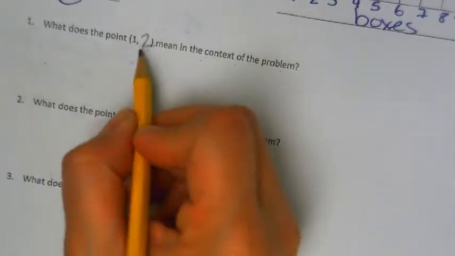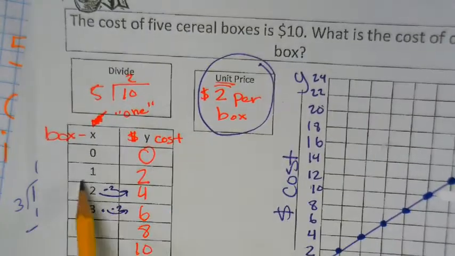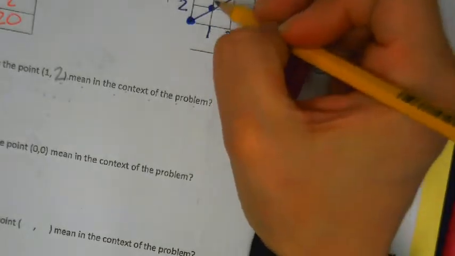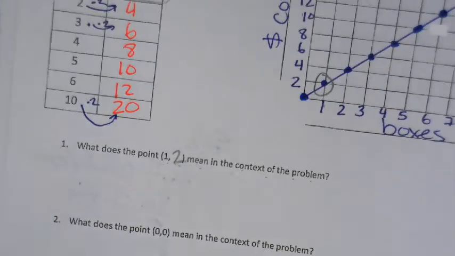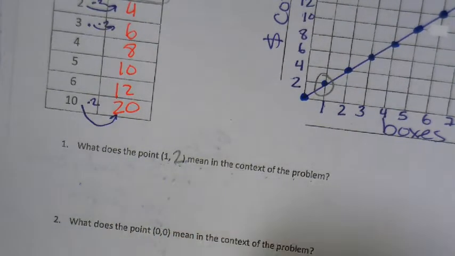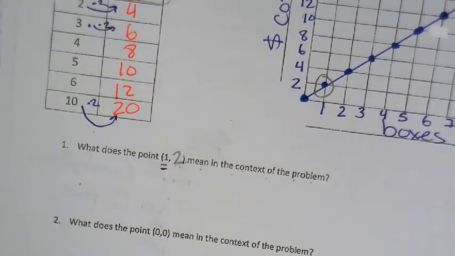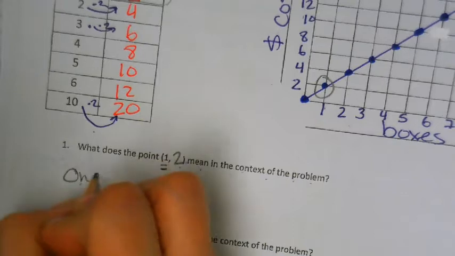What does the point 1, 2 mean in the context of the problem? 1, 2, where do I see that? I see that on my table, 1, 2. I see that on my graph, 1, 2. And you've got to type this out in a complete sentence. So, what does 1, comma 2 mean in the context of the problem? What does the 1 stand for? So, 1 box.